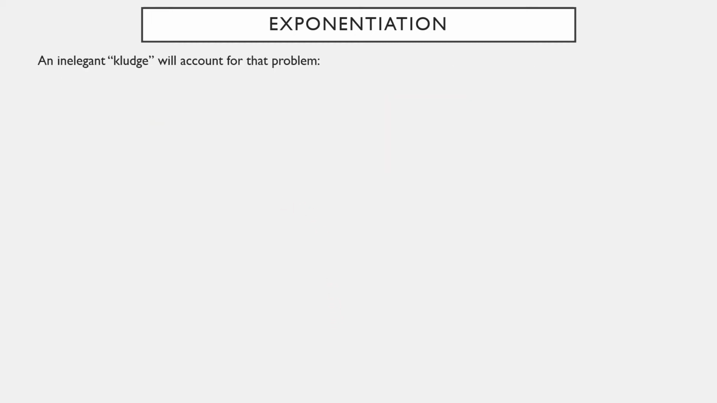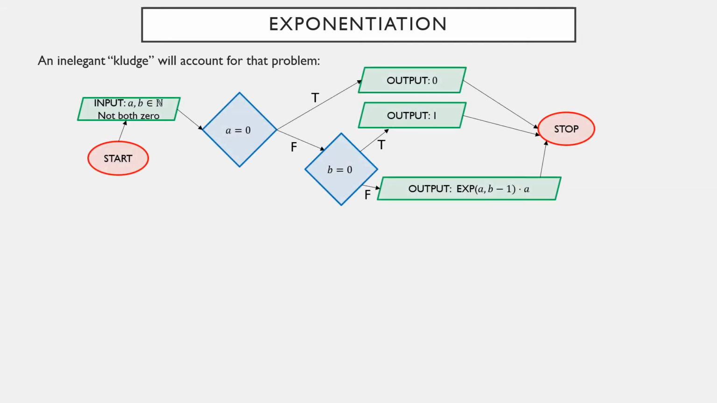So a kludge is a sort of clumsy approach to fix a problem. Here's where we can do that. Input two numbers not both 0. a is the base and b is the exponent. If I compute 0 to any power, output 0. Otherwise, if I have something non-zero to the 0 power, output 1. If both of these numbers are not 0, then I'm going to do this same thing down here.